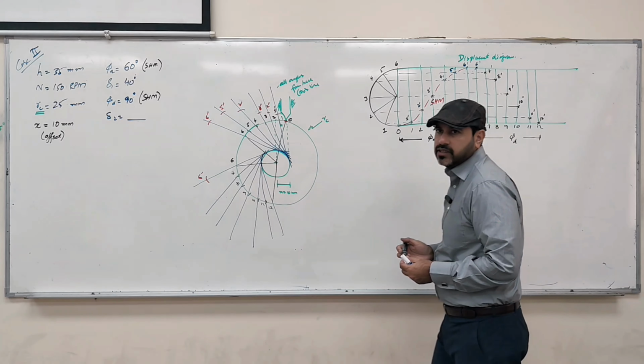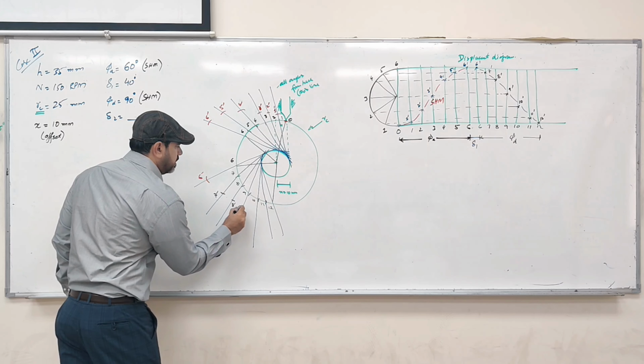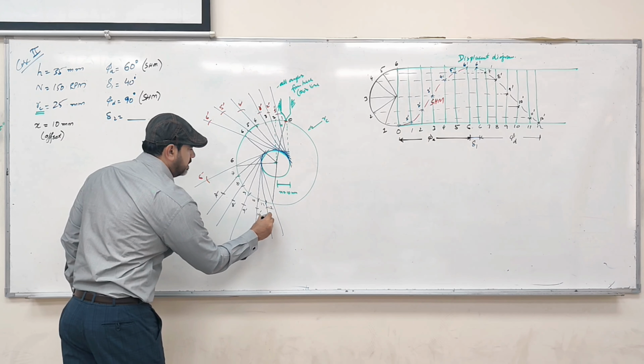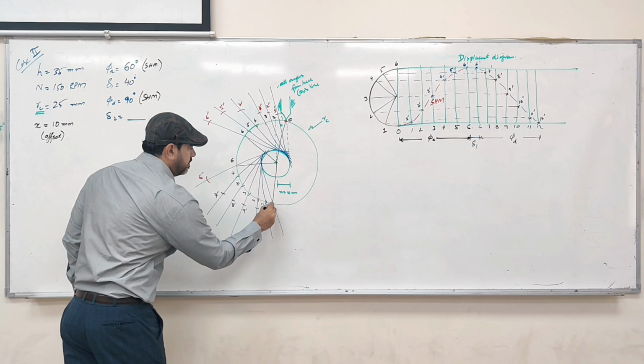Okay. Next thing which we need to do is to transfer these points. So how are we going to transfer these points? 6 to 6, we already have it. 7 to 7 prime, open it, come here, 7 prime, 8 prime, 9 prime, 10, 11, and 12 is on the same point. Understandable?